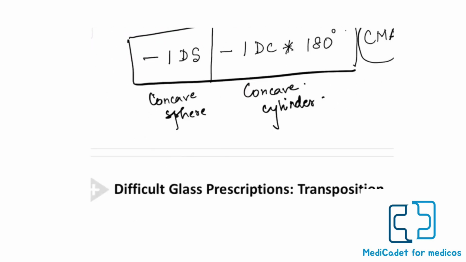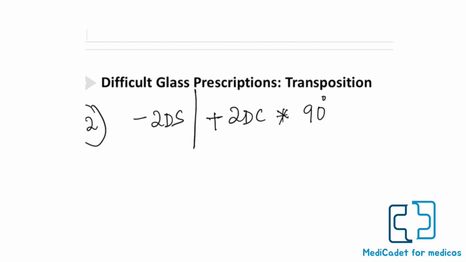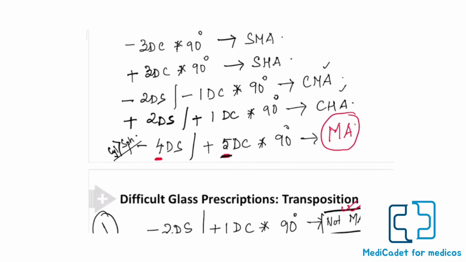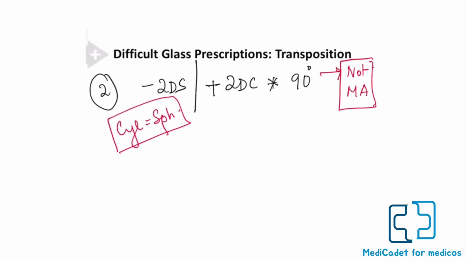I'll show you another one. Suppose you have something like this. Say -2 diopter sphere and +2 diopter cylinder cross 90. Now see, this also is a plus minus combination, but once again, this is not mixed astigmatism. Why? Because here the numerical value of the sphere is equal to the cylinder. Please remember that for MA, the numerical value of the cylinder has to be greater than the sphere. If it is less than the sphere, you have to transpose. If it is equal also, you transpose.